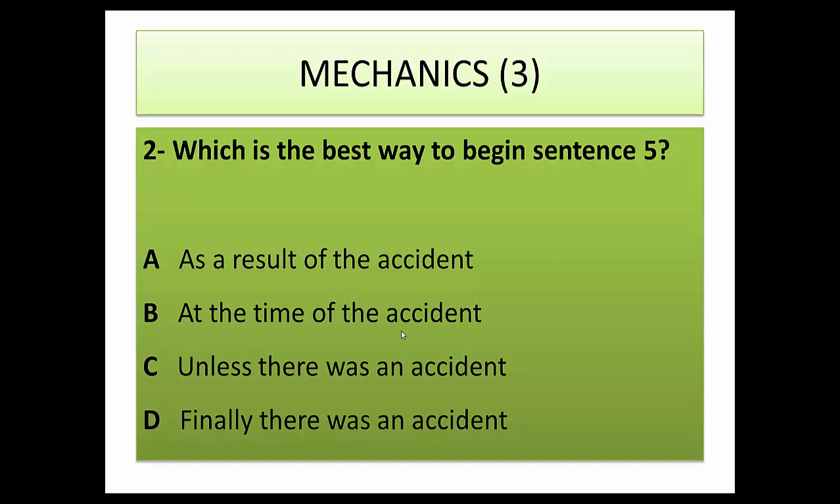Number C, unless, which means if not. Okay, unless there was an accident. So it's like saying, if there wasn't an accident, the bridge will be closed for 1 week. How come? If there wasn't an accident, the bridge will be closed for 1 week? No, the sentence is wrong too. Number D. Finally, there was an accident. The bridge will be closed for 1 week. It could be right, but it's not very good.